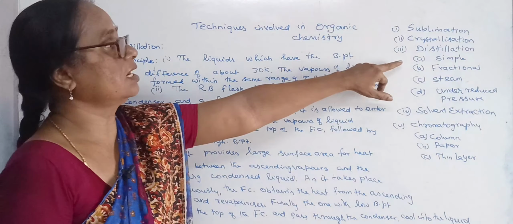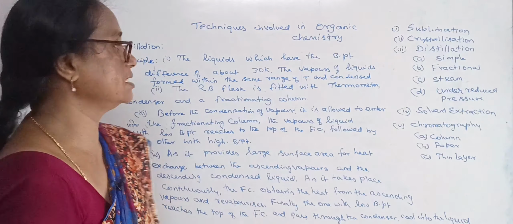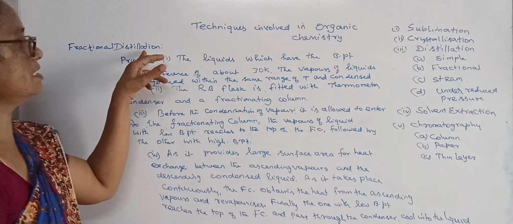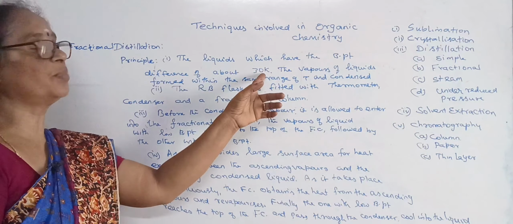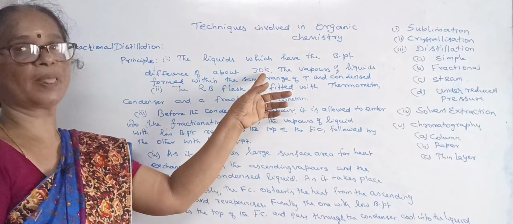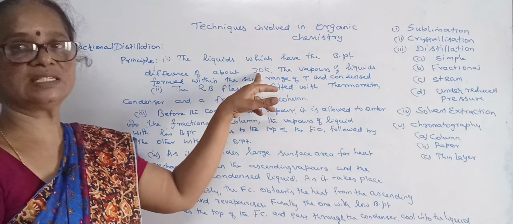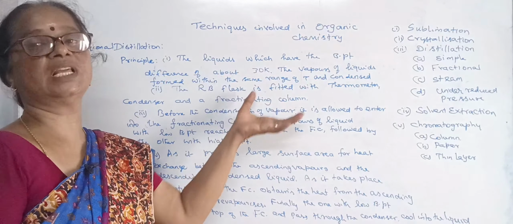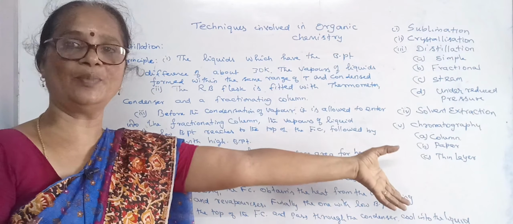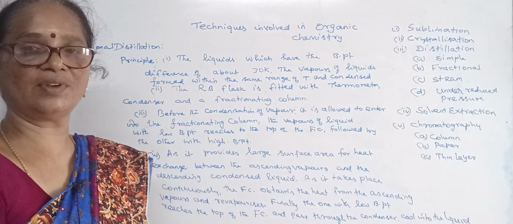So, the next method of distillation is fractional distillation. In fractional distillation, the liquids differ in their boiling points by only about 30 Kelvin. As the boiling point difference is only about 30 Kelvin, on heating, the vapors of all the liquids will go simultaneously and will be condensed as a mixture of liquid only.